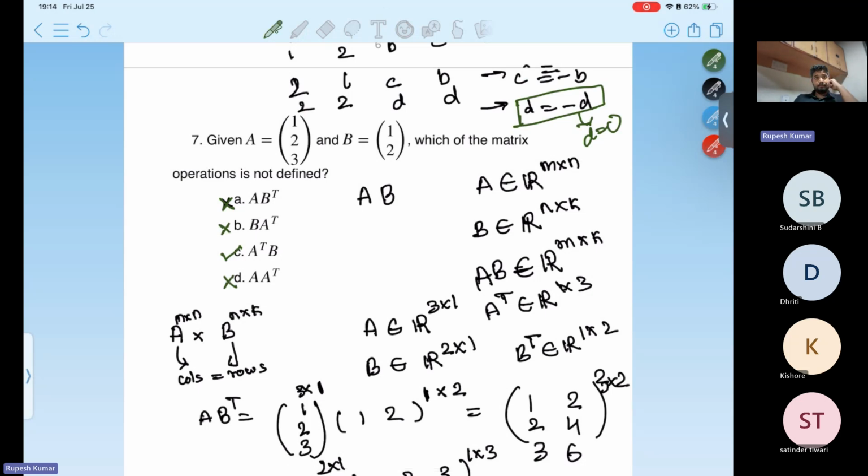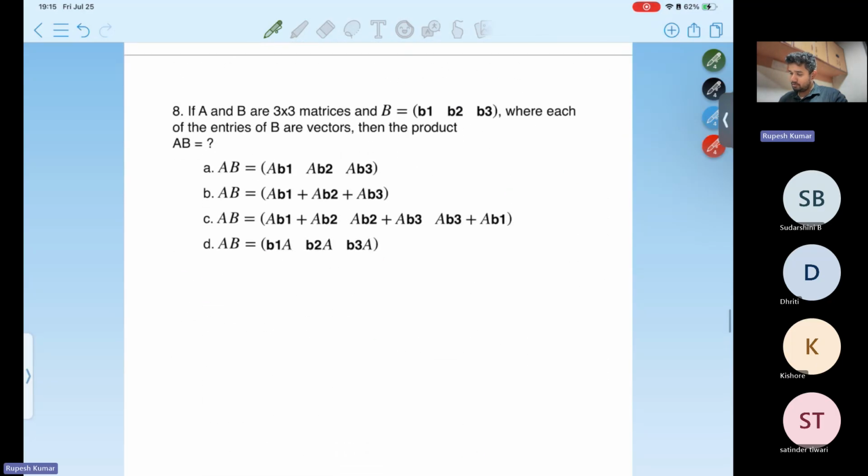Everyone, do you have any doubts? If you have any doubts, please type in the chat box. No one has any doubts? Can we proceed? Fine. So let's move on to the next question.